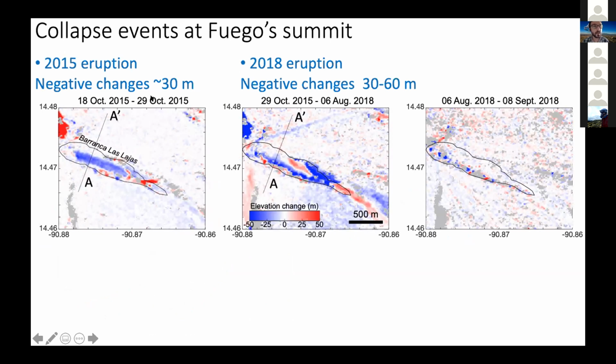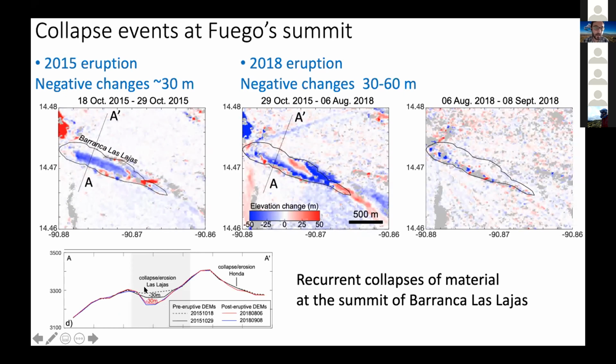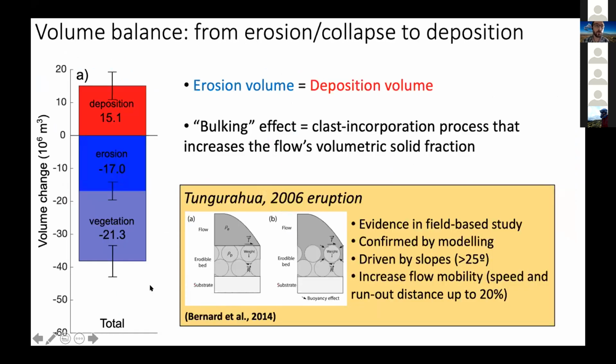During October 2015, there was a small event just close to the Barranca Las Lajas, but you can see in the profile that we have a kind of recurrent collapse, about 30 meters, occurring at the same location. So now we look at the volume. We derived the volume from this thickness map, and we were surprised, amazed, that the erosion volume, the negative volume, kind of balances the deposition volume. And we believe this is due to a bulking effect.